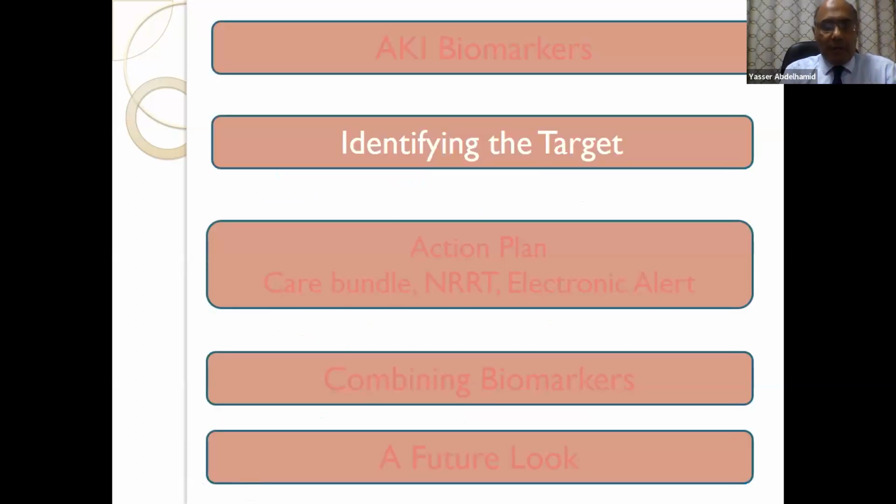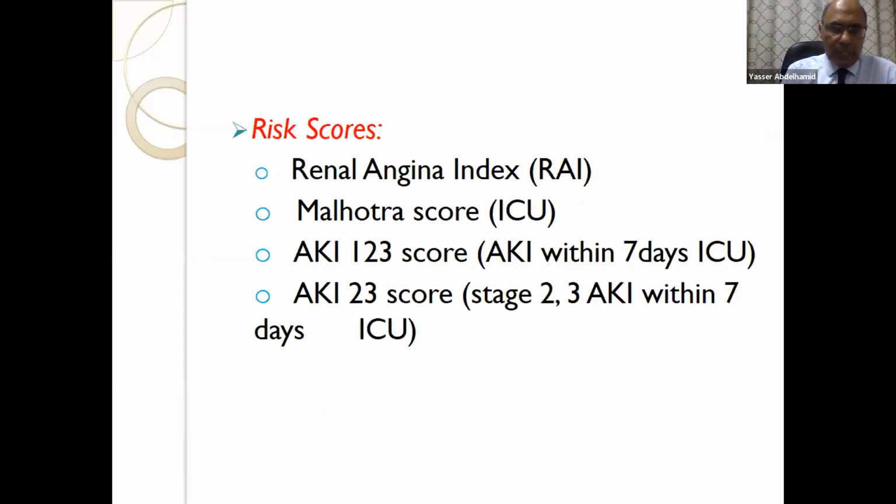Which ones to use the biomarkers for? I don't think that we can use biomarkers for all patients. We are to select our patients for detecting biomarkers. These are the risk scores detecting which patients admitted to ICU are at risk of acute kidney injury.